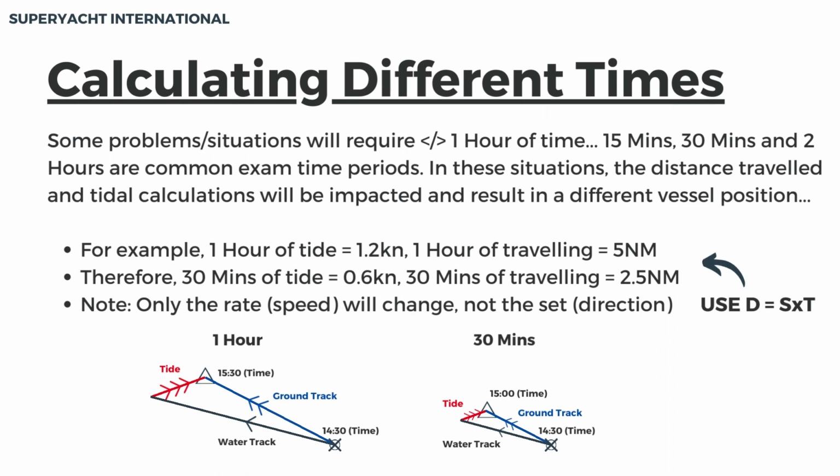Some problems will require less or more than 1 hour of time. In these situations, the distance traveled and tidal calculations will be impacted. For example, 1 hour of tide could be 1.2 knots and therefore 30 minutes would only be 0.6 knots. Similarly, 1 hour of traveling could cover 5 nautical miles, and therefore 30 minutes of traveling would only be 2.5 nautical miles. Note, only the rate will change and not the set for less than 1 hour.